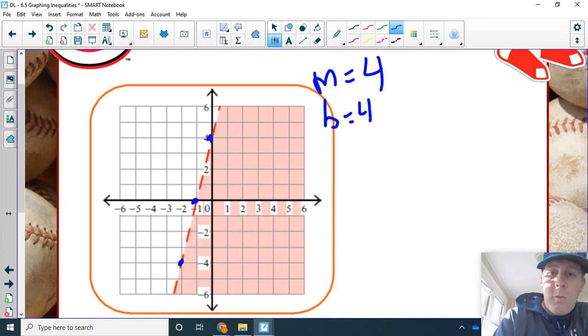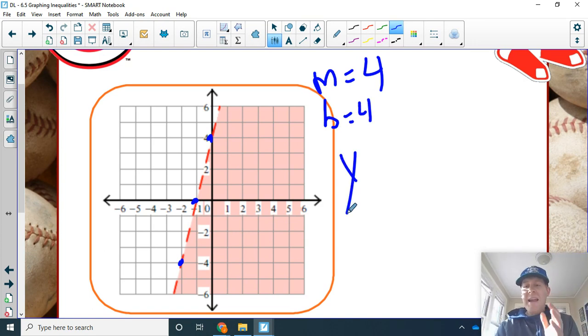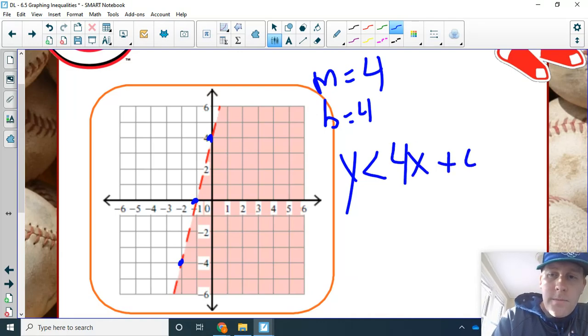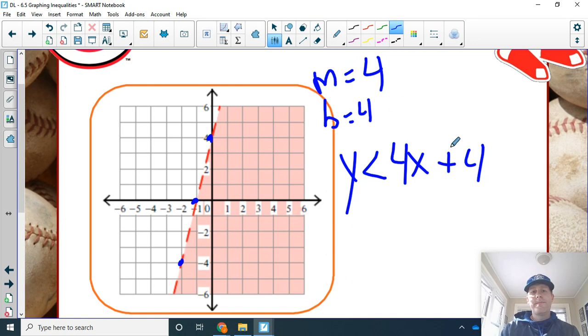So I'm going to say y, again, not equal to. Let's think about what inequality symbol I should use here. I see a dashed line, and our shading goes below where our line crosses the y-axis. So y is just less than. Again, we're going below the line, so it's less than, and a dashed line means not equal to. So y is less than, and then use our slope and our y-intercept: 4x plus 4. That's it.